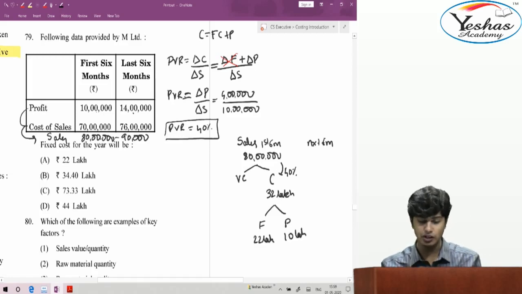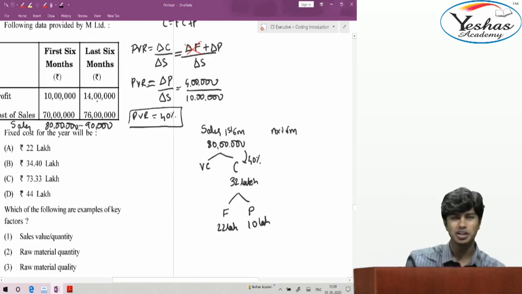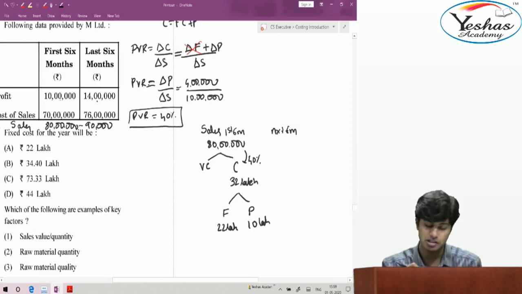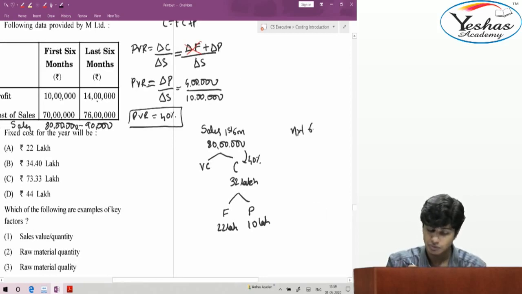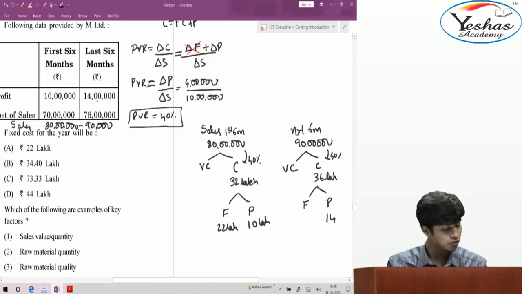If things are fine, in the next part of the year also fixed cost should be 22 lakh. Why? It doesn't vary. It should be equal for the first 6 months and the second 6 months. Let's however see. In the next 6 months, our sales is 90 lakh. So this will have two components: variable cost and contribution. Contribution is 40% of sales, so it will become 36 lakh. This will have two components, fixed cost and profit. They have told us profit is 14. So from 36, when I subtract 14, I'll get 22 lakh.